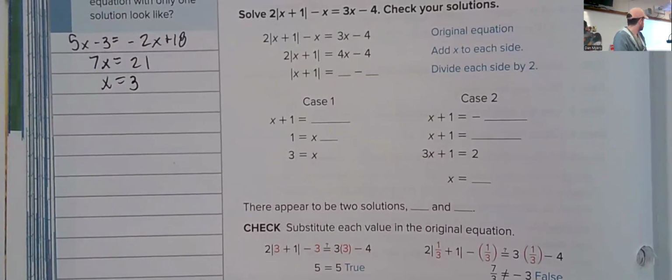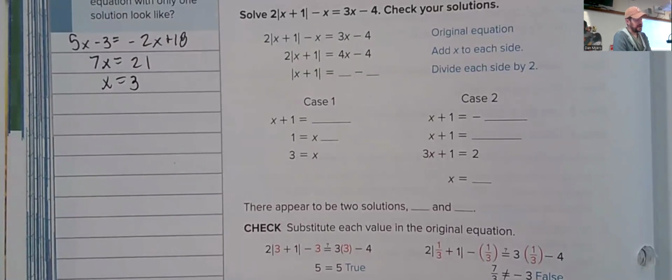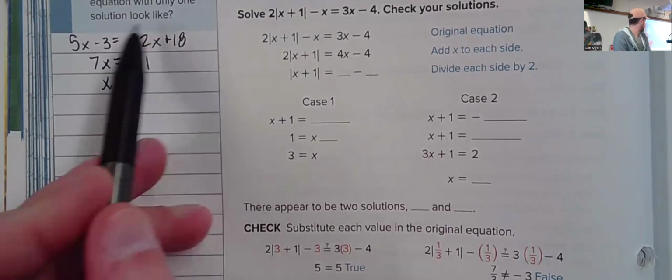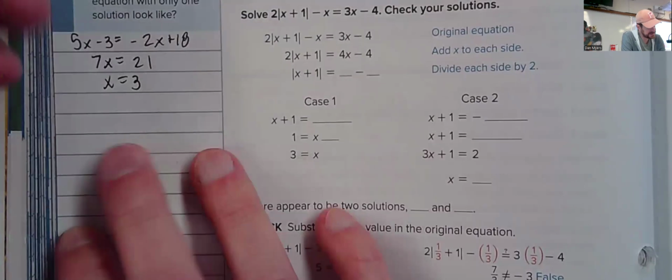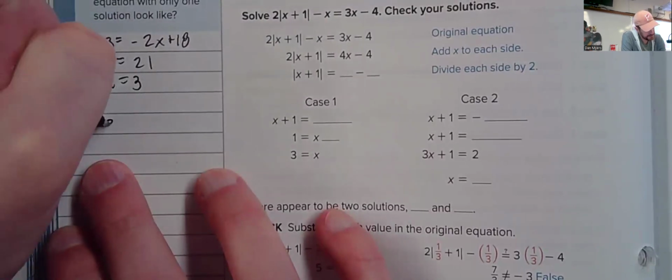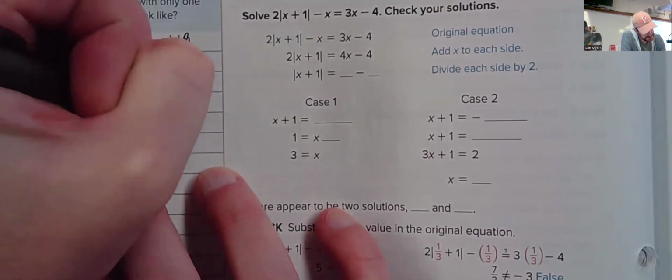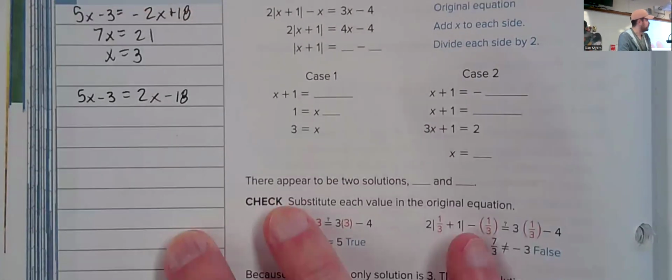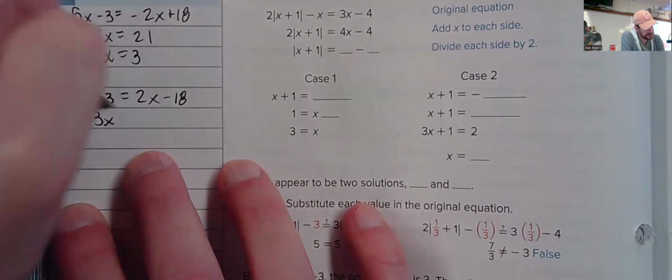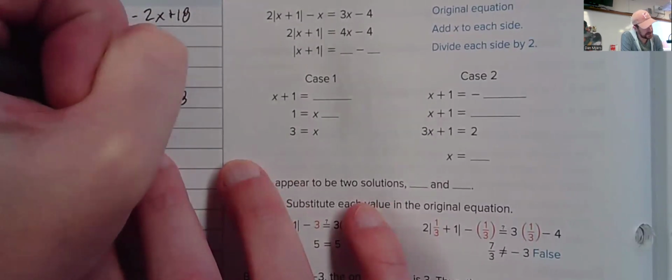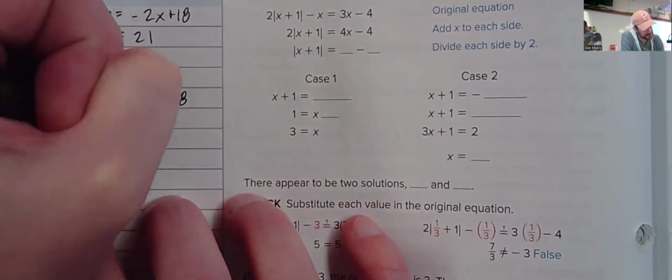Now, for the second one, we're going to take everything inside the absolute value and take the opposite of both of those things there, which would be positive 2x minus 18. So the second case is going to be 5x minus 3 equals 2x minus 18. So we're going to subtract 2x from both sides, and that'll be 3x. And then if we add 3 to both sides, that'll be -15. And if we divide by 3, that means x is equal to -5.